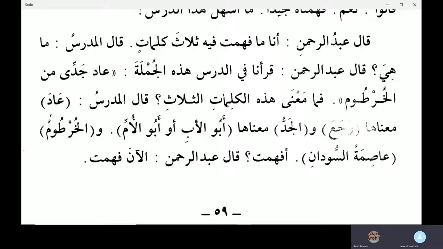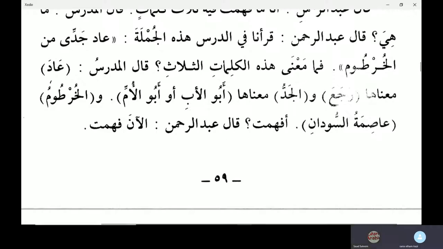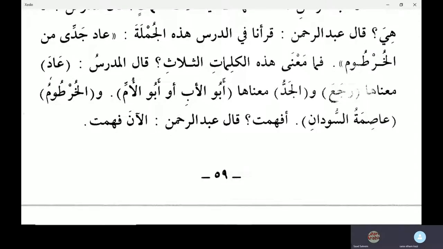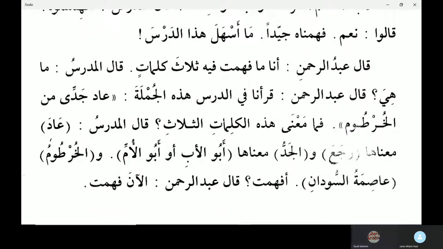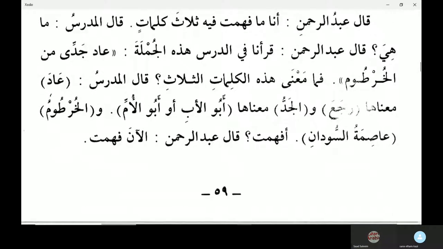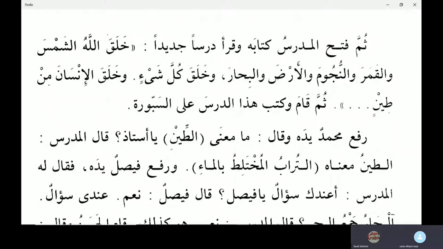Here it's grandmother, right? Jaddi, yes, my grandfather. Jaddati, my grandmother. Okay. So here it is what? My grandfather returned. Jaddi, my grandfather. Qala Abdur Rahman, now I understood.